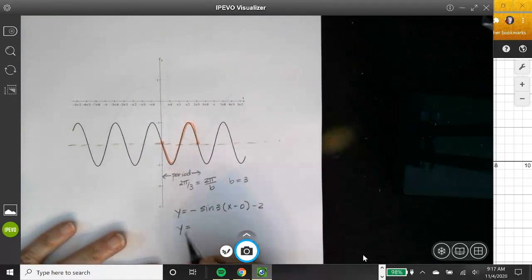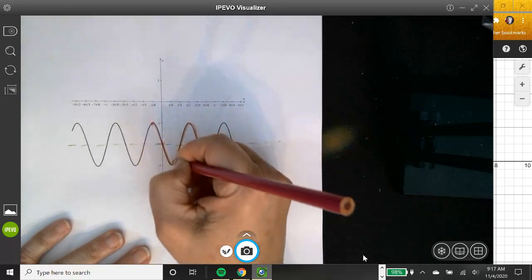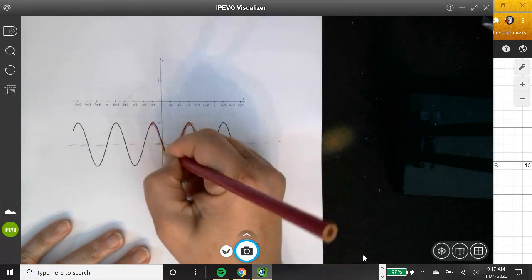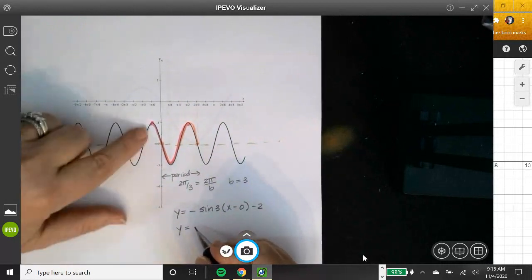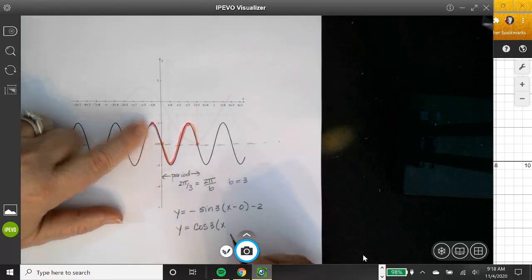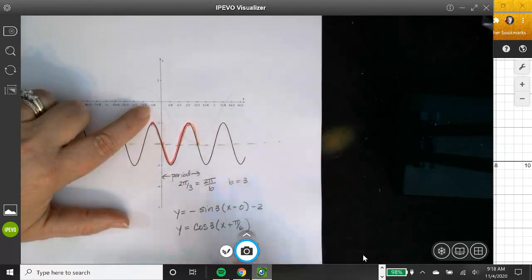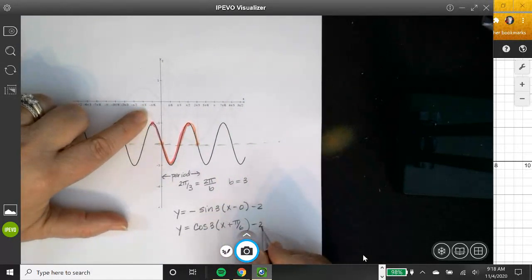Okay, let's name it a cosine curve. So the cosine curve, I'll do this color. Let's name this cosine curve from here to here to here. Is the period the same? Yes. Is the midline the same? Yes. All right. So that's going to be a positive cosine of 3 times x plus, this is negative pi over 6, so it's going to be plus pi over 6, because what makes this 0 is negative pi over 6, which is where I'm starting, minus 2.